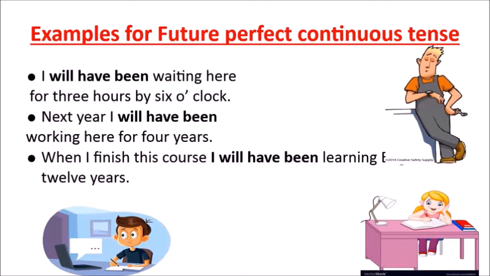Understand? So look at the next example. When I finish this course, I will have been learning English for 12 years. So the person is learning a course in English, and if she finishes that course, she will have been learning English for 12 years. That's what she's trying to convey. So these are the examples for future perfect continuous tense. Understand? Yes.